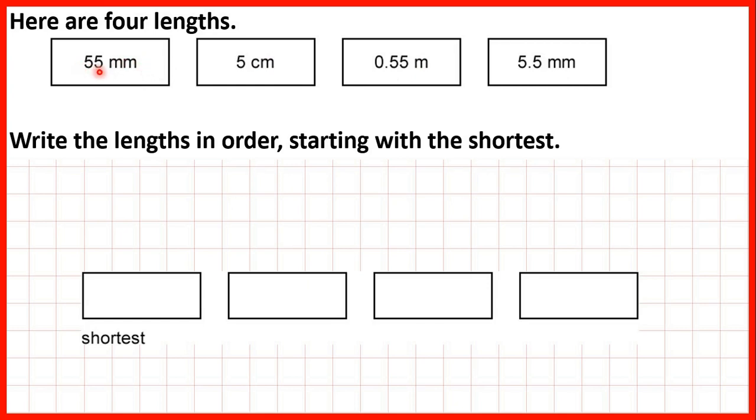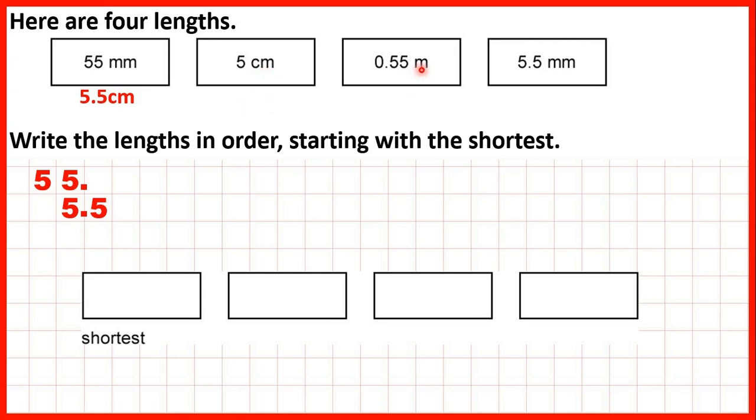To change 55 millimetres into centimetres, we need to divide by 10, because 10 millimetres is the same as 1 centimetre. So we can divide by 10 by writing 55 with the decimal point at the end, copying it down, and then to divide by 10, we move the digits 1 square to the right, so that's 5.5 centimetres. Now we have 5 centimetres, so it's already in centimetres, we don't need to change that.